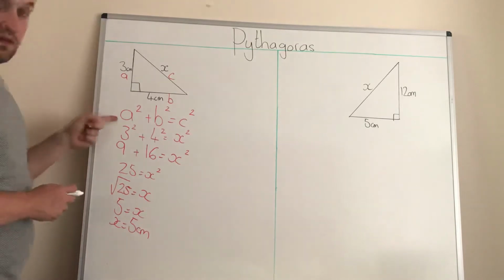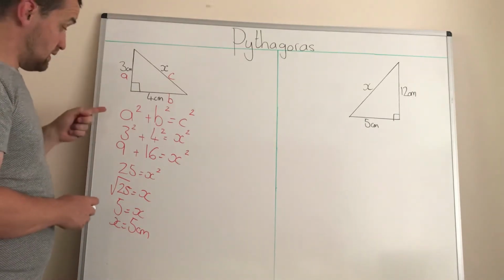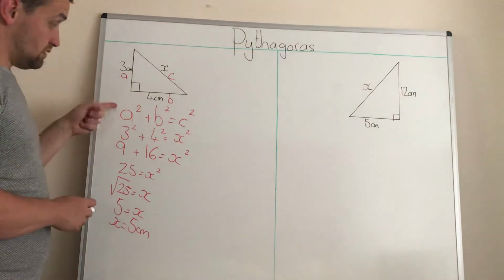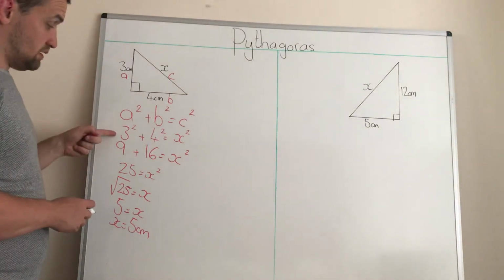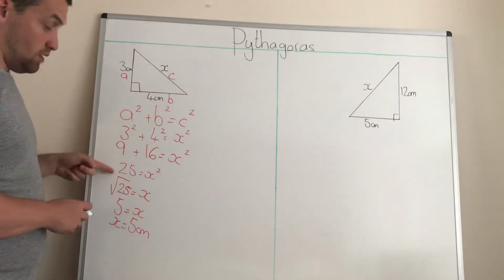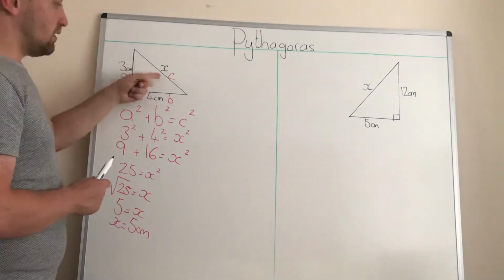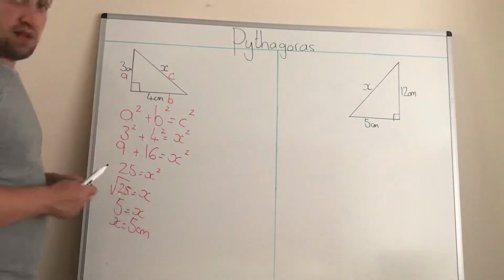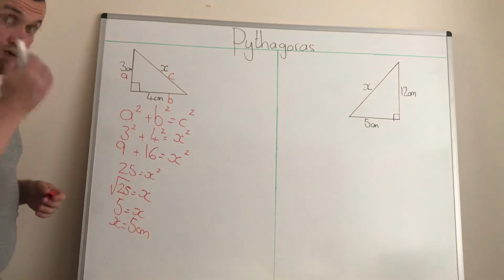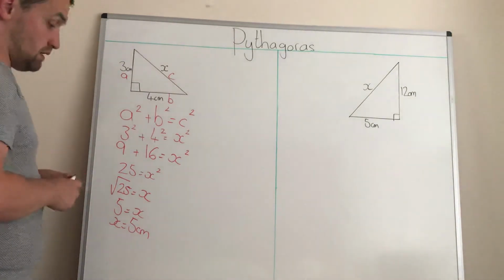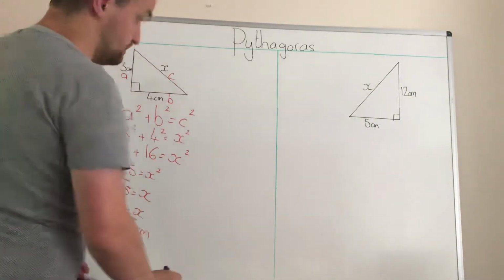centimetres. I've written the formula, I've substituted my numbers, simplified them, work out what X is, work out what the longest side is. When you're finding the longest side, you always square root the answer. Okay, always square root the answer. Right, let's have a look at the second example then.